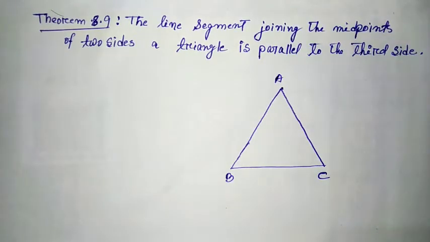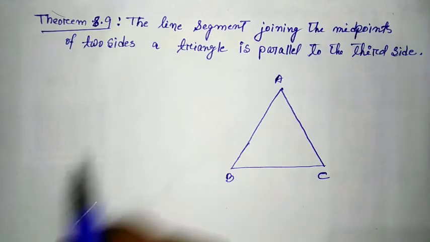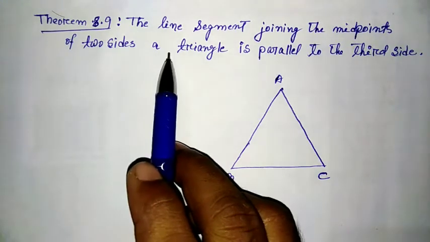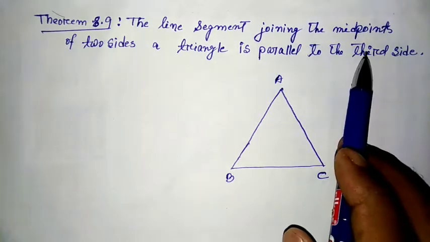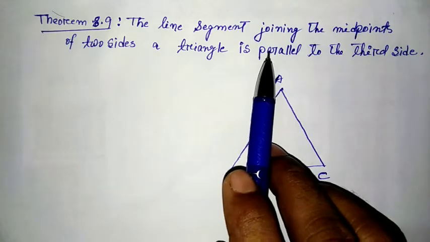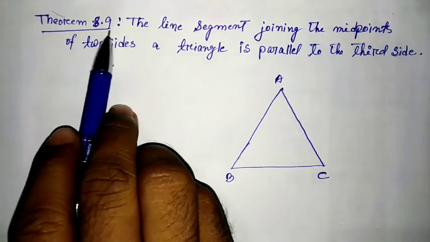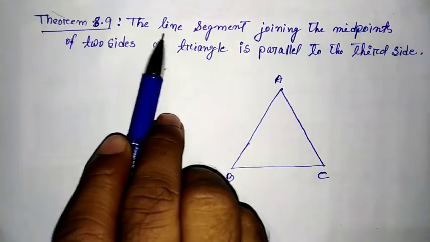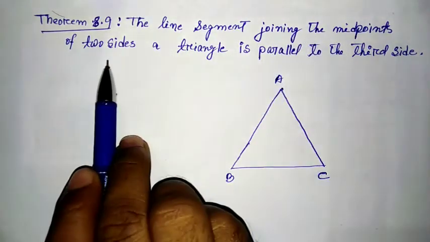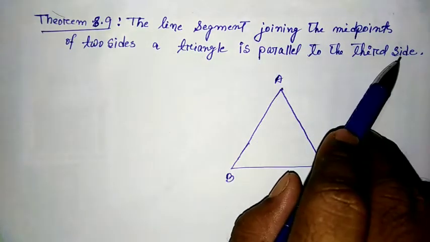Hello dear students, in this video I am going to prove theorem 8.9 of your chapter Quadrilaterals. Theorem 8.9 is very important and it is also necessary for class 10, so concentrate and try to understand it. Theorem 8.9 says that the line segment joining the midpoints of two sides of a triangle is parallel to the third side.